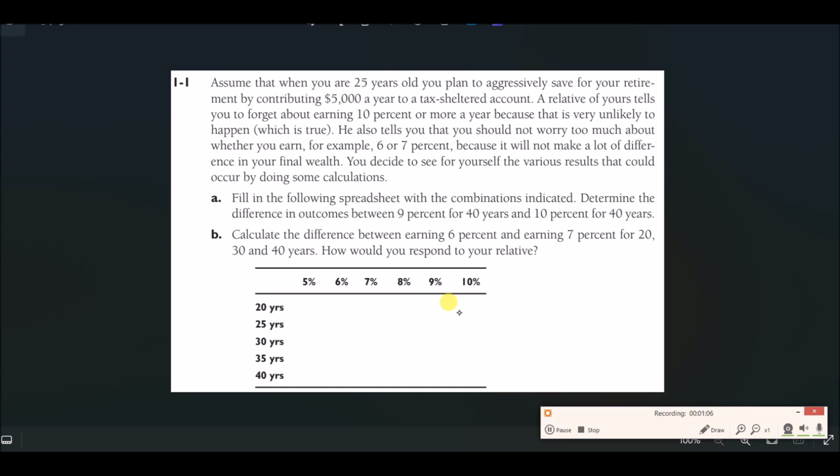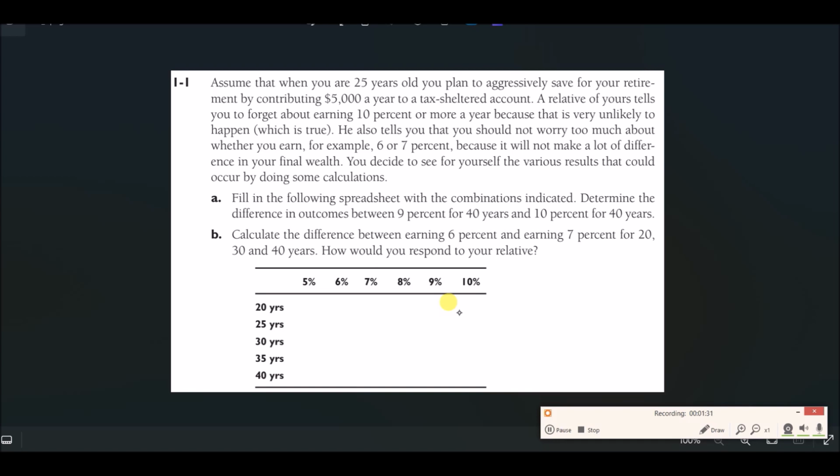Fill in the following spreadsheet with the combinations indicated. Determine the difference in outcomes between 9% for 40 years and 10% for 40 years. And the second requirement is to calculate the difference between earning 6% and earning 7% for 20, 30, and 40 years. How do you respond to your relative?